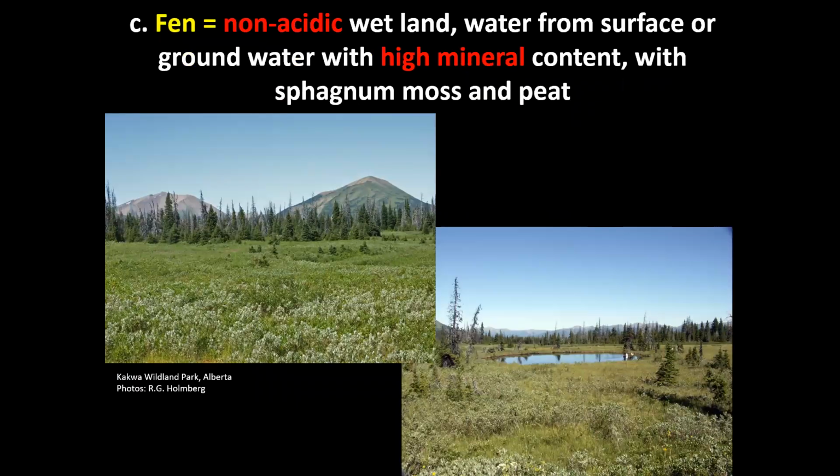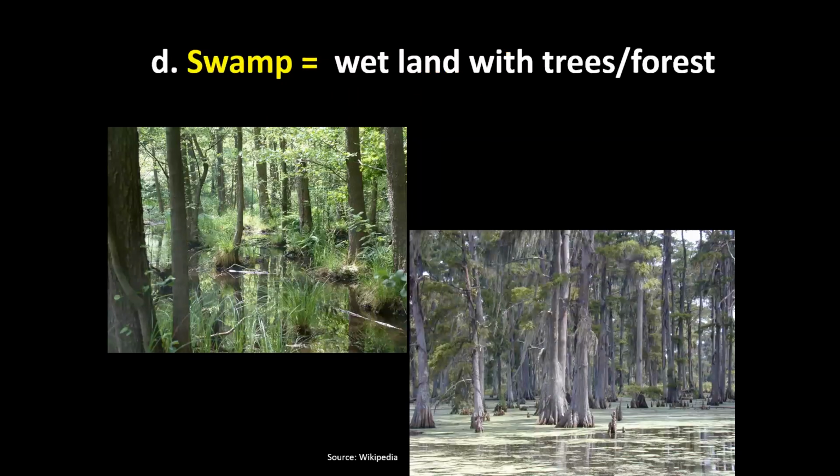Now, fens are non-acidic, so they're more alkaline wetlands, and the water comes from the surface or groundwater, and they have therefore a high mineral content. But they often have the same vegetation, so sphagnum moss and peat is often predominant, and you can't really tell a bog from a fen unless you do some chemical analysis. Now, a swamp is a wetland with forest or trees, and they're not often found in Canada, but they're found further south in warmer regions.